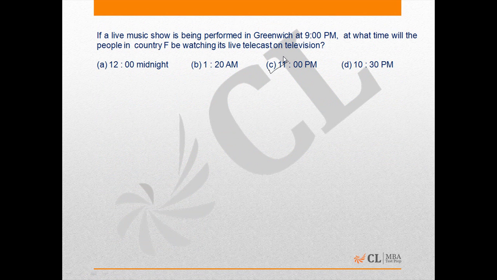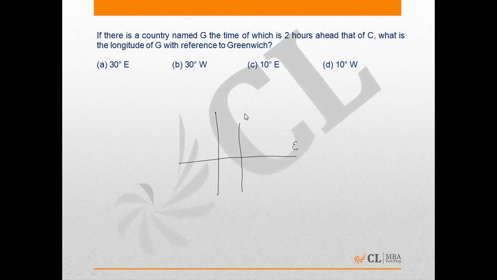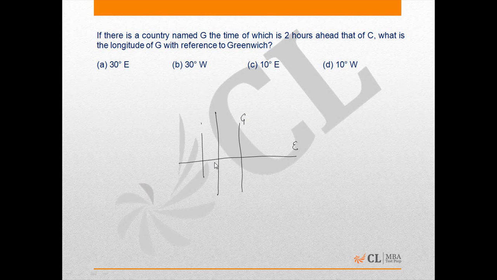Now let's move to the second question. If there is a country named G, the time of which is 2 hours ahead of C, then what is the longitude of G with reference to Greenwich? So it's 2 hours ahead of C, that means it has to be towards the eastern side. C is at 20 degree towards west, so G's time will be 2 hours ahead of this. So the difference of this turns out to be what?